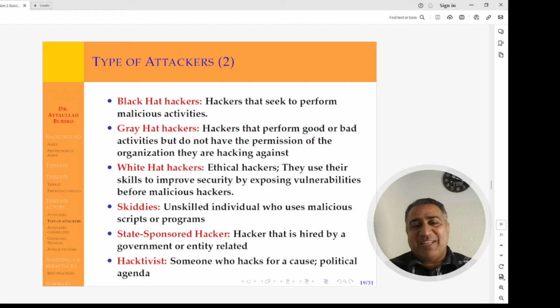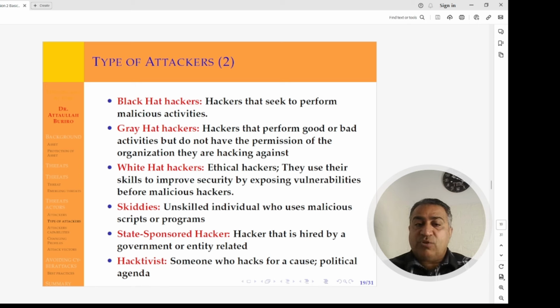Unskilled means, imagine, a student trying different scripts or programs to do something he or she likes, for example. State-sponsored hackers are extremely dangerous, because they will have all the resources available from the government. They are hired by the government or a related entity. These are called state-sponsored hackers.